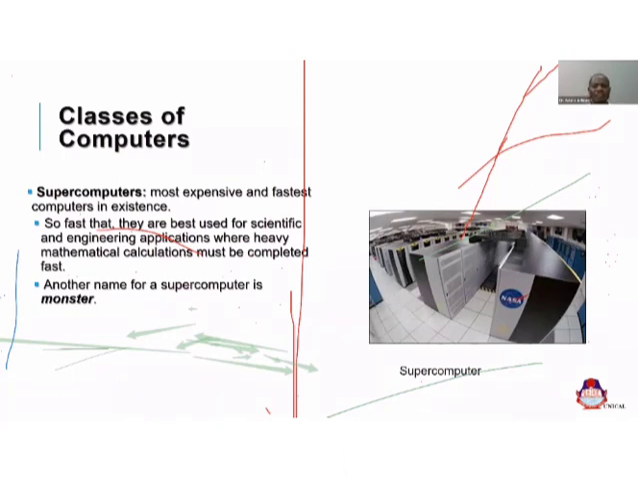Supercomputers do that, so they are highly expensive. They are used in the defense industry, like the American Defense Department, and other highly sensitive departments. Because of their incredible speed of processing, they are commonly referred to as monsters. So a supercomputer is also called a monster.